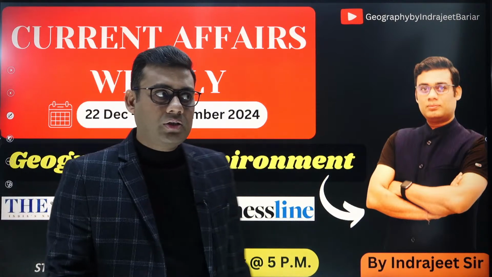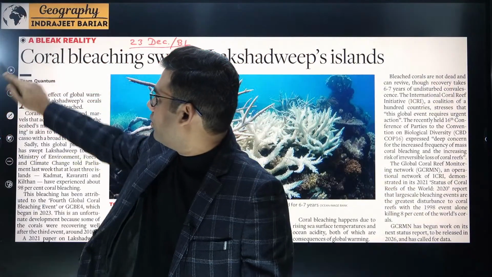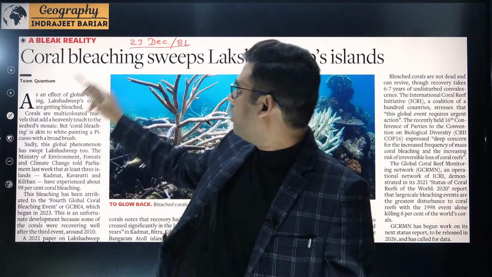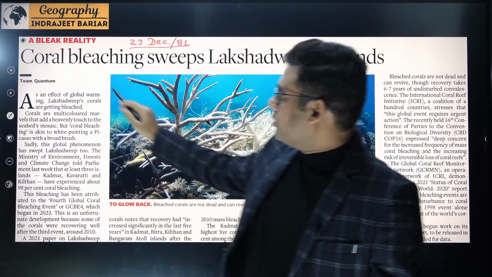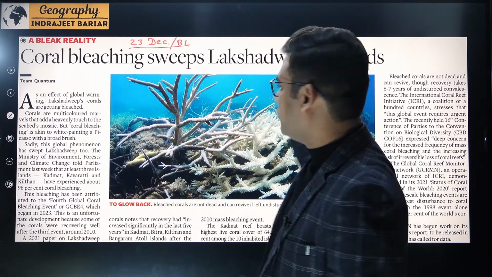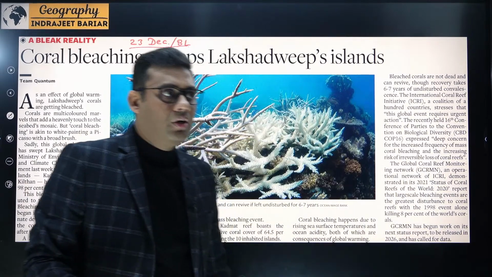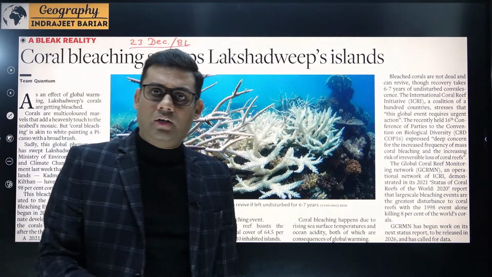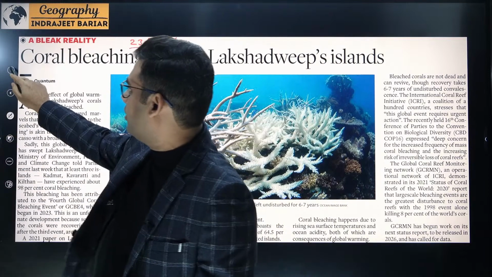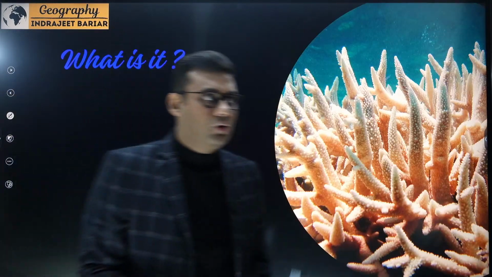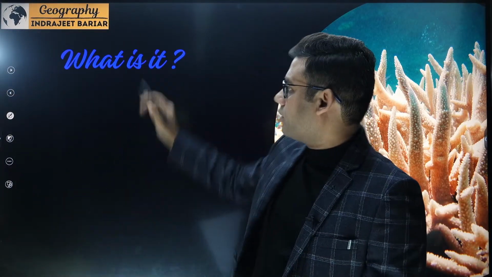So in this case, the first news that we come across, which came on 23rd of December in BusinessLine, was "Coral bleaching sweeps Lakshadweep's islands". First, let's try to understand the concept behind that, and after that we'll come to this news. So the first thing we are talking about is, what is coral bleaching?